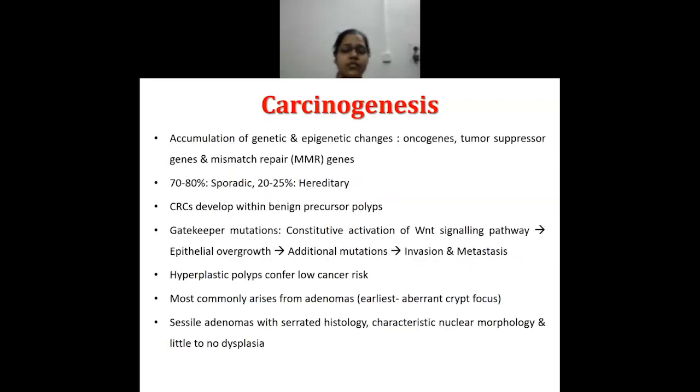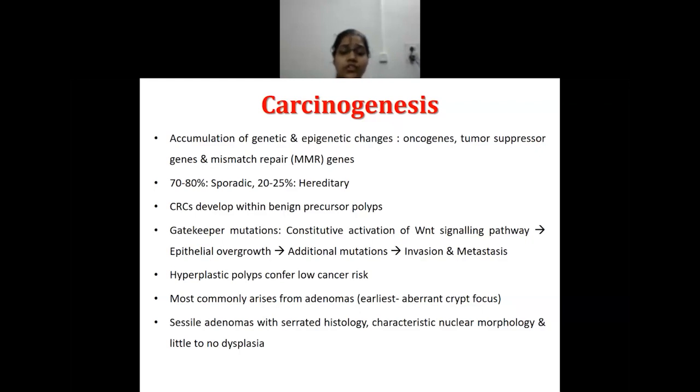The carcinogenesis of colorectal cancer progresses through accumulation of genetic and epigenetic changes involving oncogenes, tumor suppressor genes, and mismatch repair genes. 70 to 80% of the colorectal cancers are sporadic, although 20 to 25% have a hereditary component. Colorectal cancers develop within benign precursor polyps. The activating mutations are in the gatekeeper genes, which constitutively activate the WNT signaling pathway. This results in epithelial overgrowth, and additional mutations bring about invasion and metastasis.